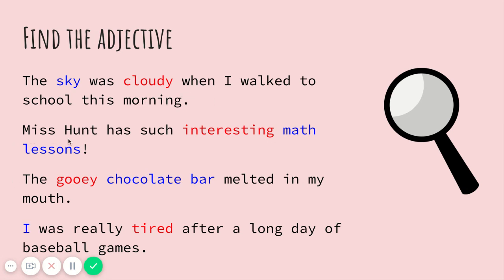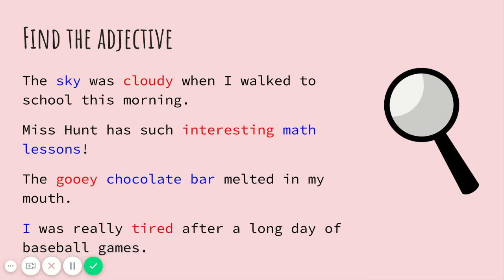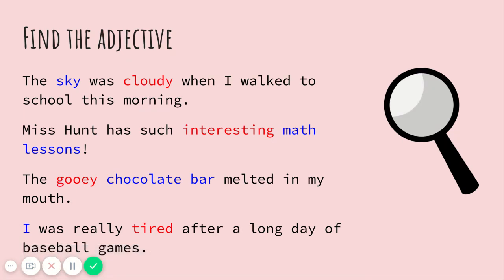If you look at the second sentence, it says, Miss Hunt has such interesting math lessons. Now, we're describing Miss Hunt's math lessons, and we are calling them interesting. So math lessons would be our noun, and then interesting is our adjective. In this third sentence, which is my favorite one because I love chocolate, it says, the gooey chocolate bar melted in my mouth. Chocolate bar would be our noun in this case, and then gooey is our adjective. It's describing the texture, right, or the feel of the chocolate bar.